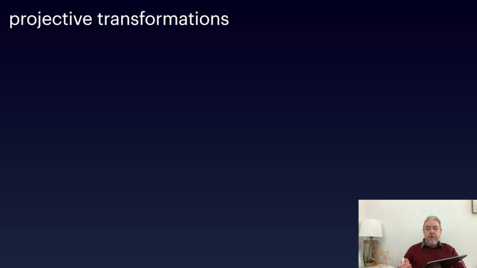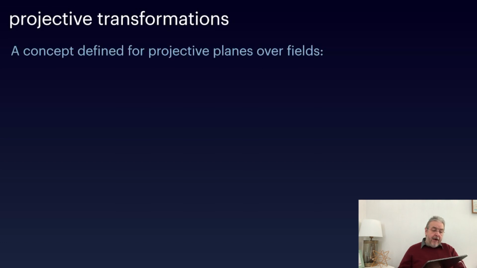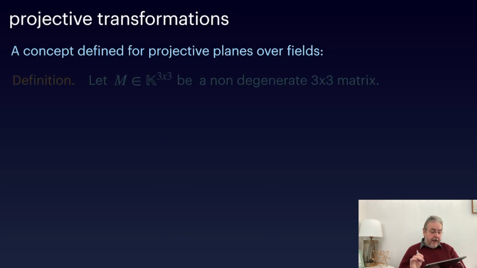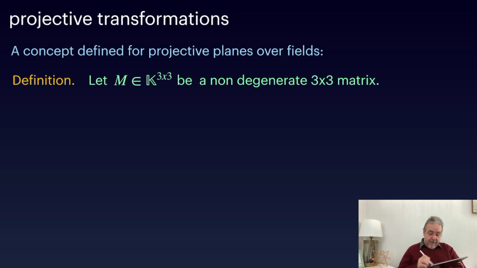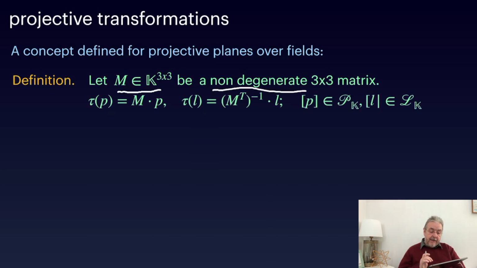So we assume you have a projective plane over a field, so each of the points and the lines have homogeneous coordinates, and now we can define projective transformations in the following way. So we take a matrix, which is a 3x3 matrix and which is non-degenerate and taken from field elements. And then we explain how this matrix acts on the coordinates of points and acts on the coordinates of lines.